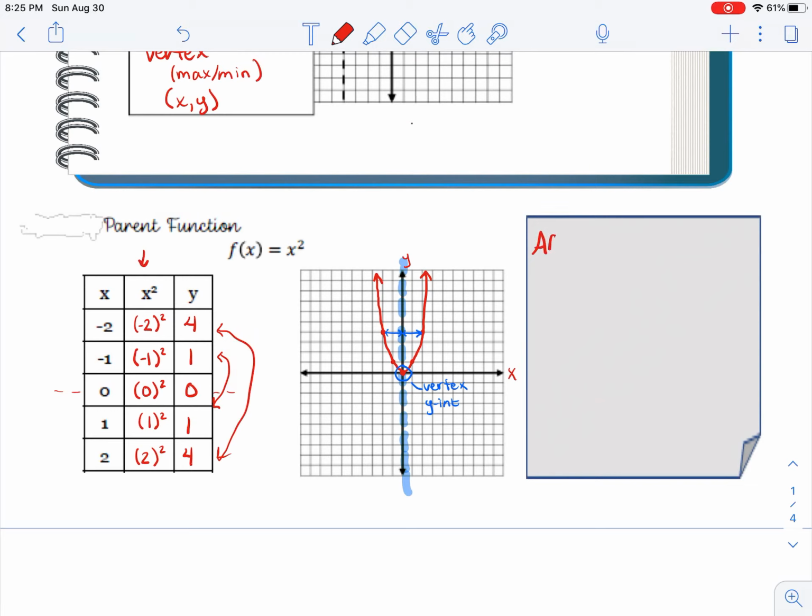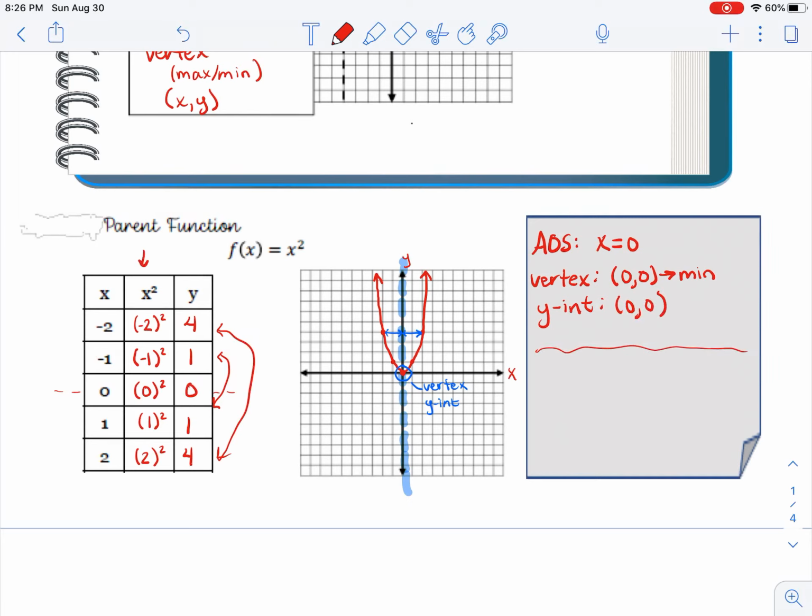So to summarize what we have here, our axis of symmetry, remember it's always x equals a number. In this case, for our parent function, it's x equals 0. Our vertex is at 0, 0. And in this case, our vertex is a minimum. Our y-intercept is also at 0, 0.